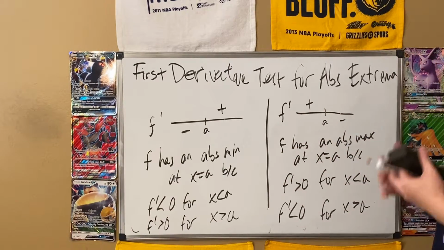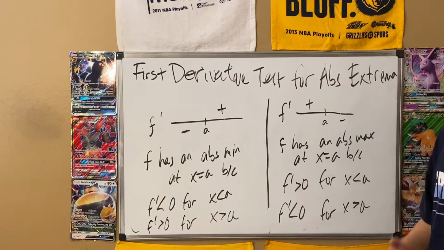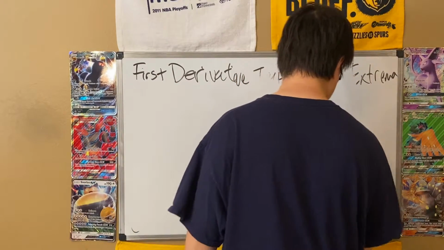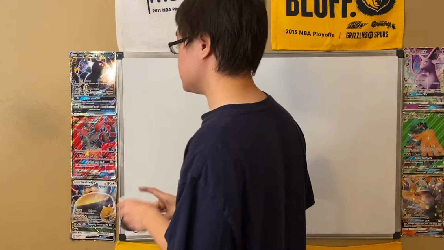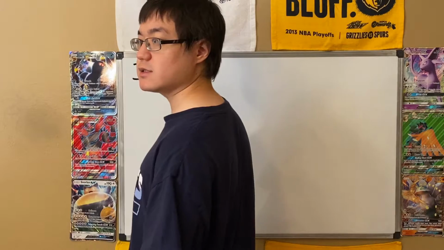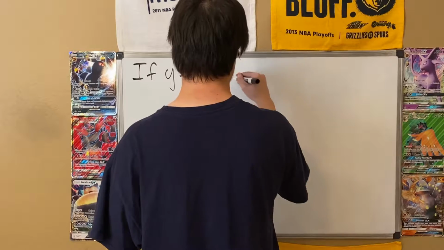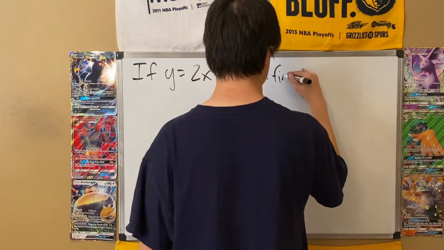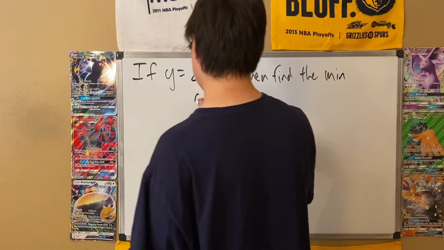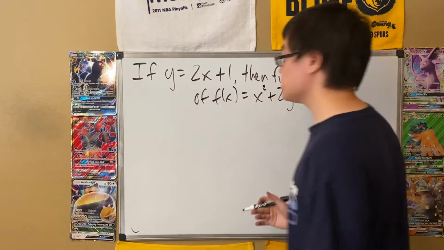So this is the second part of this two-part lesson. Let's actually do some examples. So I'm going to erase this and let's go for our first example. My first question is, if y is equal to 2x plus 1, then find the absolute minimum of f of x is equal to x squared plus 2y. So this is my first question.